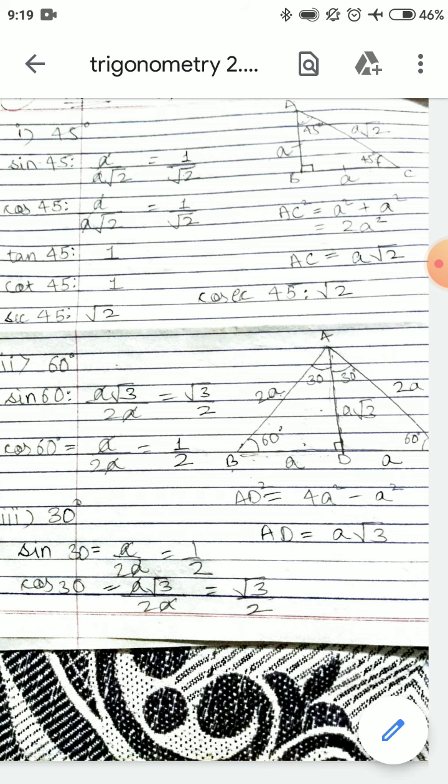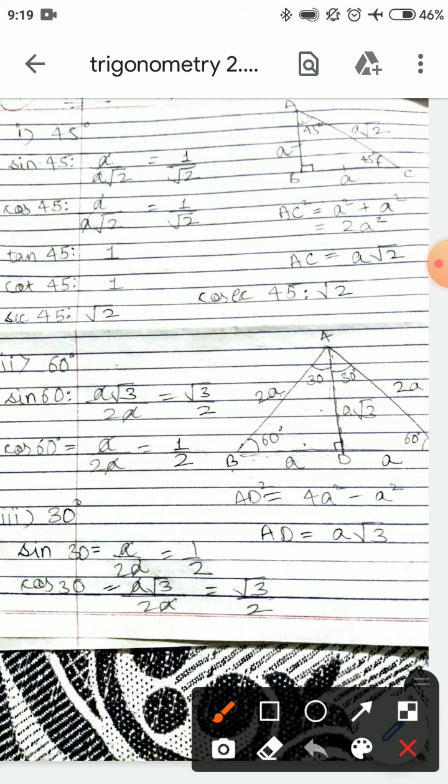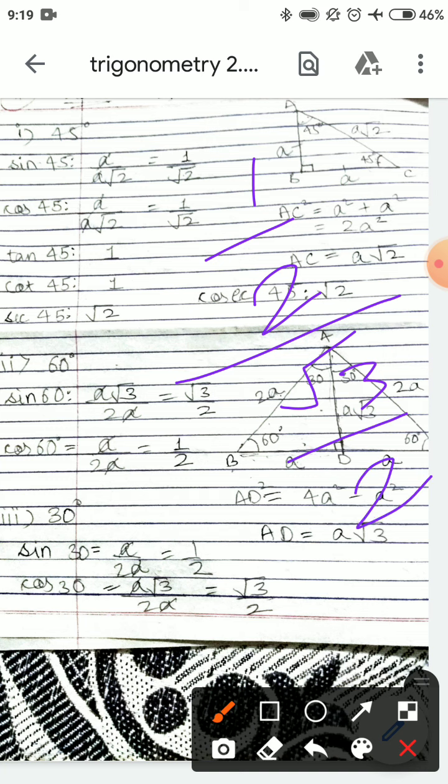The same way, tan 30 will be equal to sin 30 upon cos 30, that is 1 by 2 upon root 3 by 2. This 2 and this 2 will be cancelled, so what we are left with is 1 by root 3.